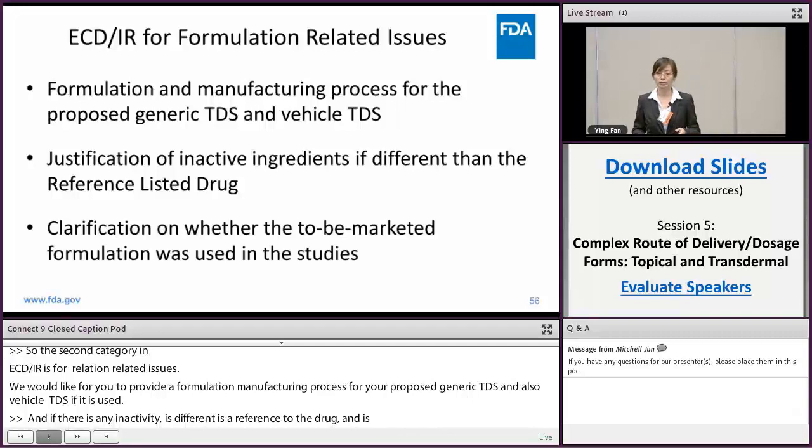And third, we would like you to clarify whether the to-be-marketed formulation was used in all of the studies that you submitted.